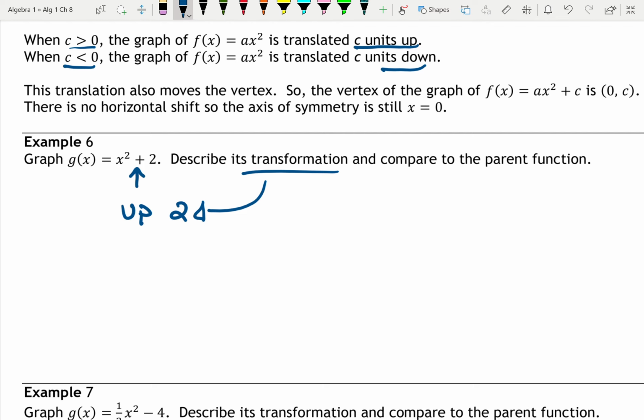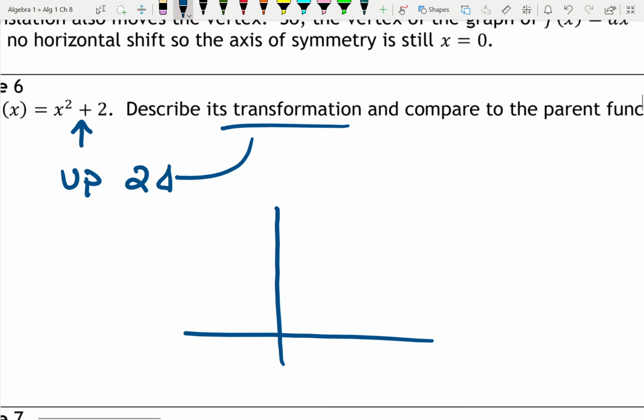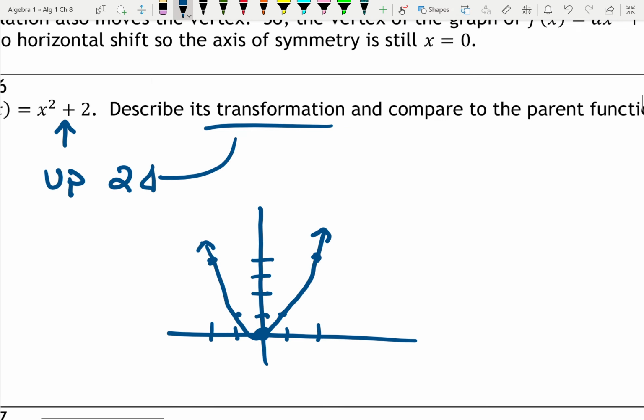Now we look at graphing it, and I'm going to draw a plane here. I'm going to first copy down our parent function. So it has a vertex at 0, 0. It goes up 1 over 1 in both directions, and then it goes up 4, 1, 2, 3, 4, and over 2 in both directions. So there's our parent, let me call this f of x equals x squared.